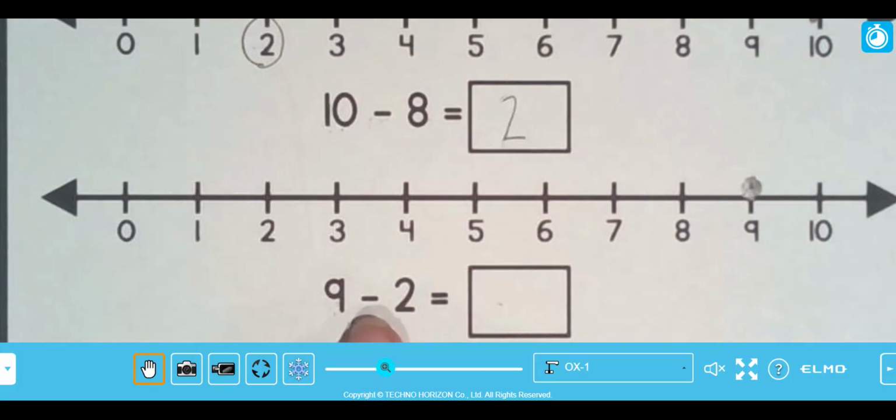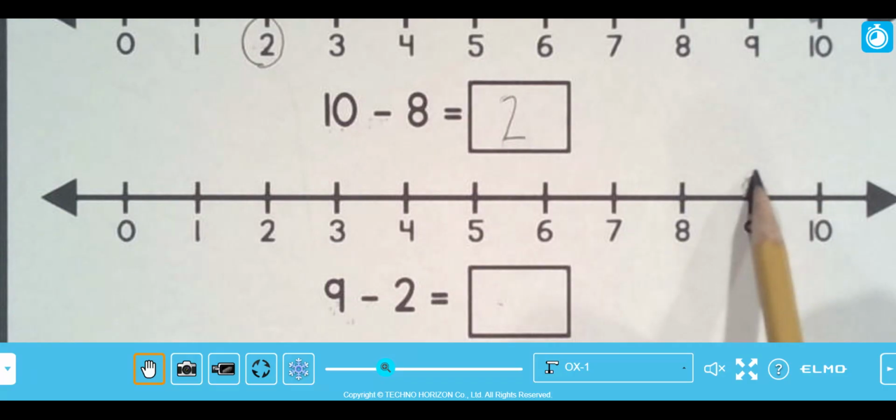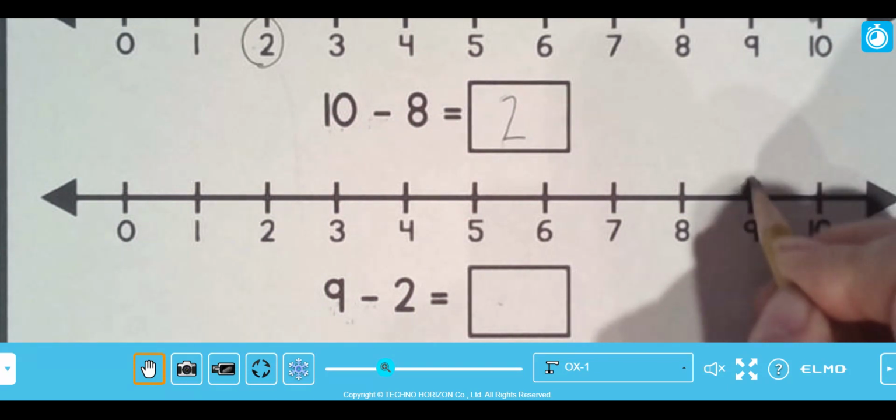Okay, next it says subtract 2 or minus 2. So which way is the minus? Is it this way, getting bigger, or this way, getting smaller? Yeah, it's the getting smaller side, right? Minus means we're going to get smaller, and we're going to make 2 bumps. How many bumps are we making? 2. So I'm going to count them.